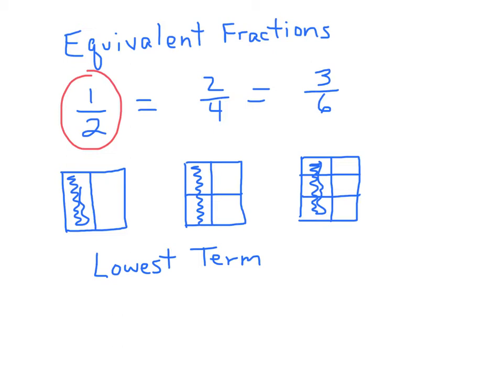It's certainly easiest to divide that square up into two sections and just shade in one of them than it is to do it the other two ways. So that fraction is known as the lowest term fraction. Later on, we'll talk a little bit more mathematically about what makes that fraction the lowest term fraction.